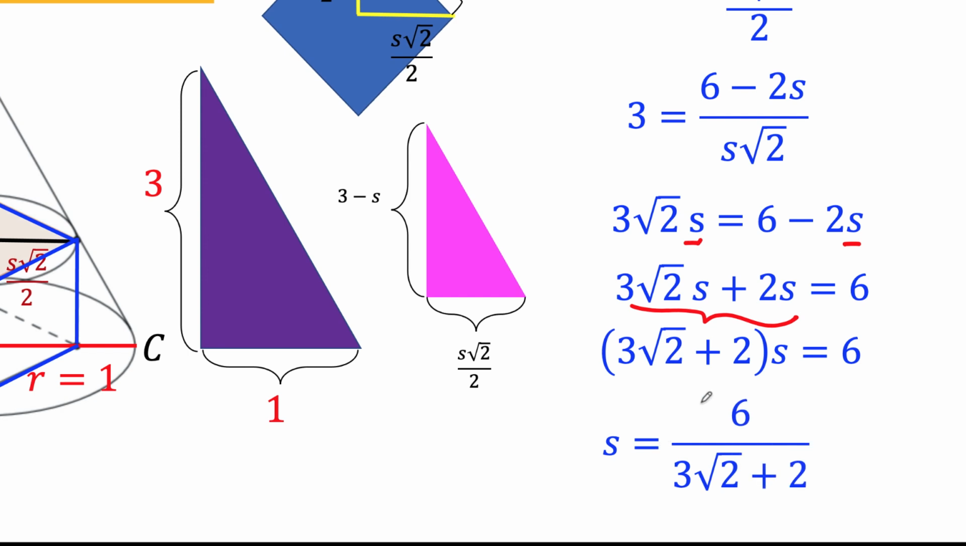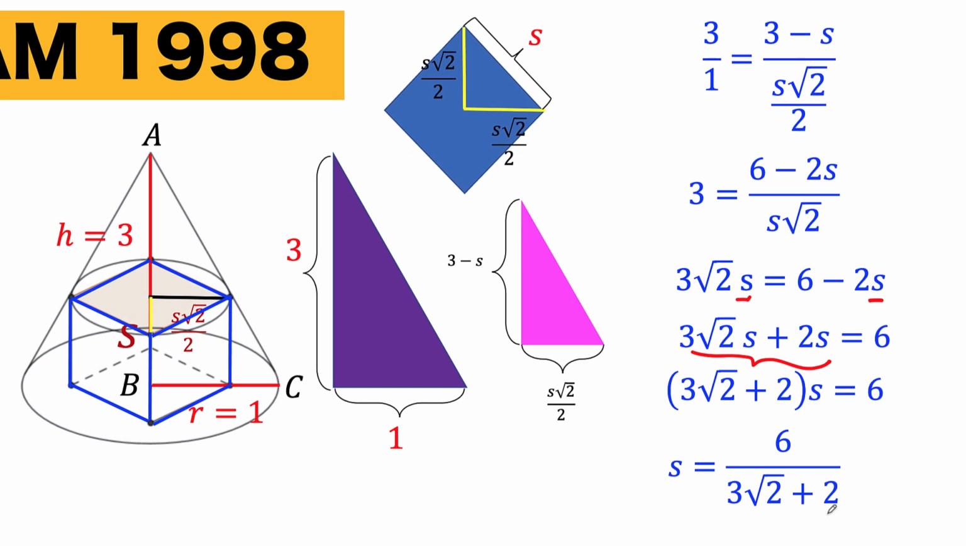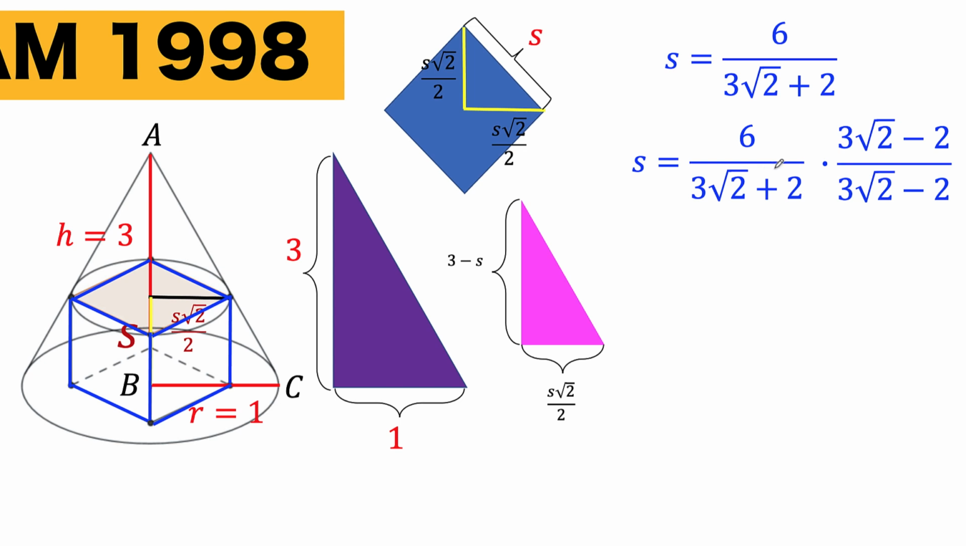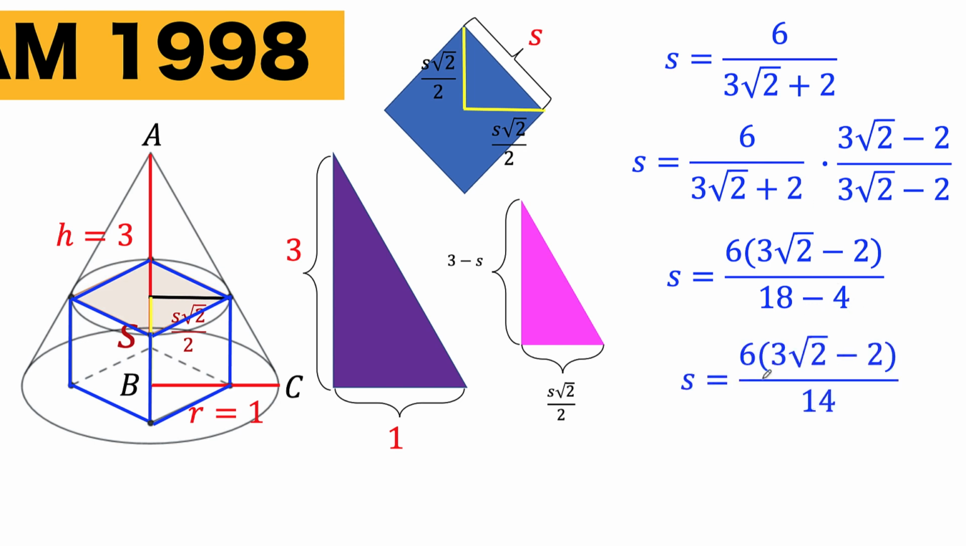And solving for S, S is equal to 6 over this binomial 3 square root of 2 plus 2. Then, let's rationalize the denominator by multiplying by the conjugate of the denominator. Multiplying the numerators, we arrive at 6 times the quantity 3 square root of 2 minus 2. And at the denominator, we have the product of the sum and difference of two numbers, which is equal to the difference of the squares of the two terms. So the square of 3 square root of 2 is 18. The square of 2 is 4. We get the difference. 18 minus 4 is 14. Simplifying 6 over 14, both are divisible by 2. So we have here 3 and here we have 7.